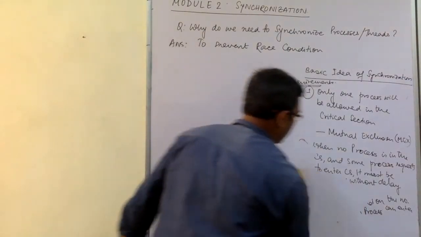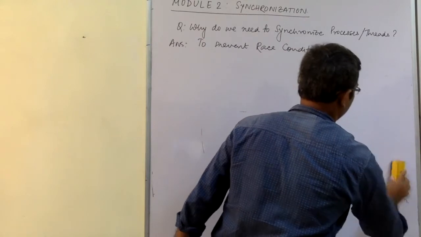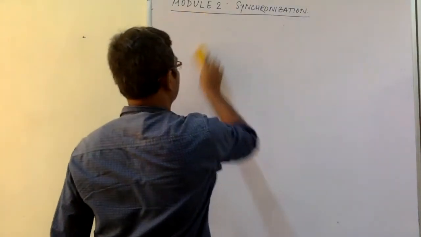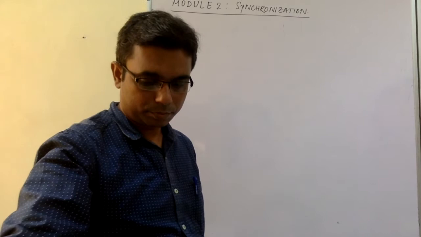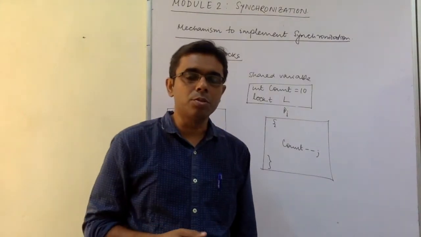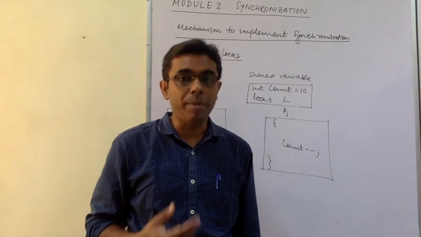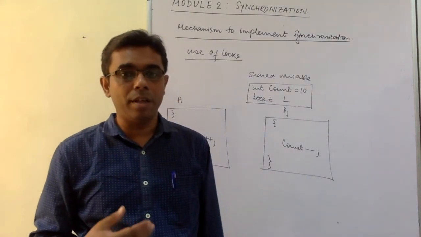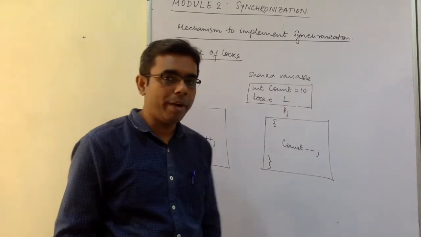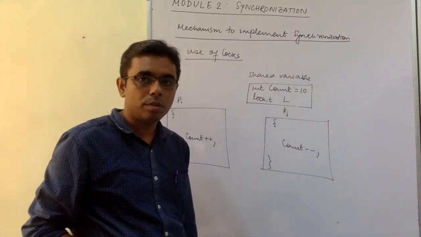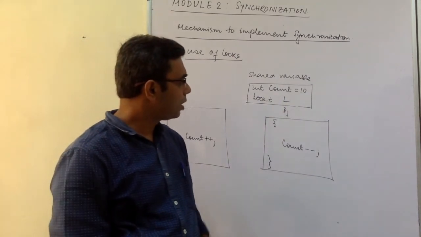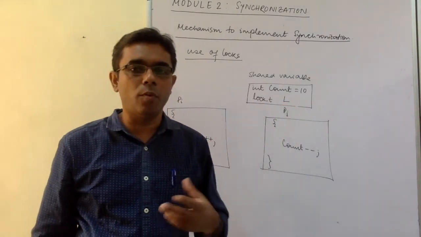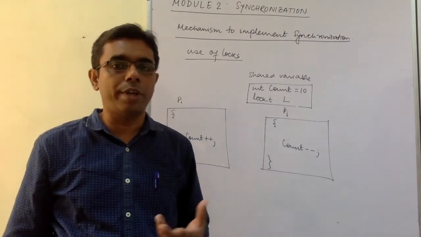So we have understood how race conditions can be avoided by introducing something called synchronization. Now we will talk about what is the mechanism to implement synchronization. How do we implement that? And the way to implement it is by use of something called locks. Okay. What is a lock? A lock is nothing but a shared variable. We saw that in the case of the processes Pi and Pj, which were performing some operation on a shared variable called count.